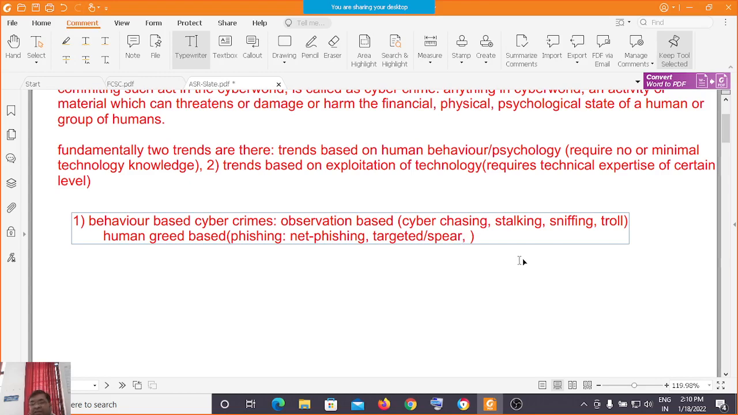So these are the things. You can go for net phishing, you can go for targeted phishing, even you can go for other types of things in this. So I'm just asking you, have you understood this?